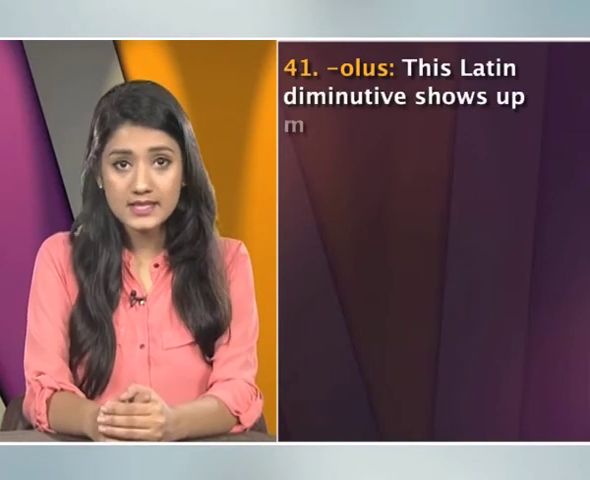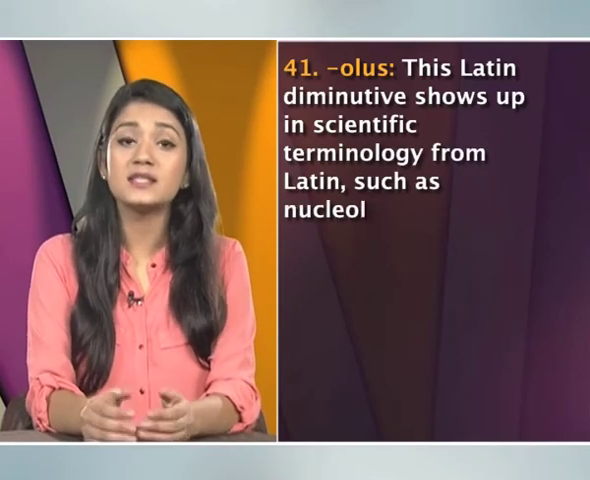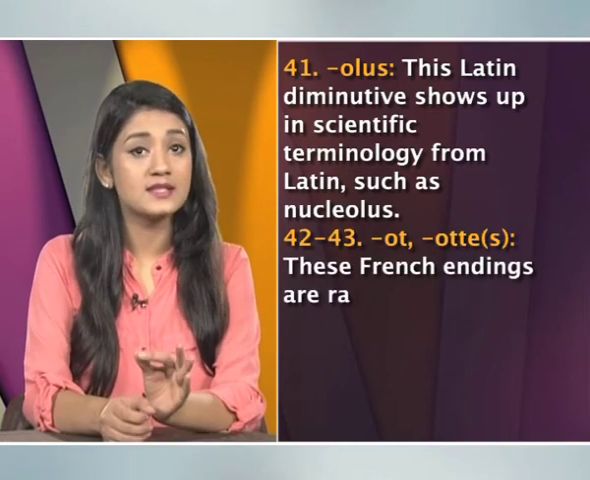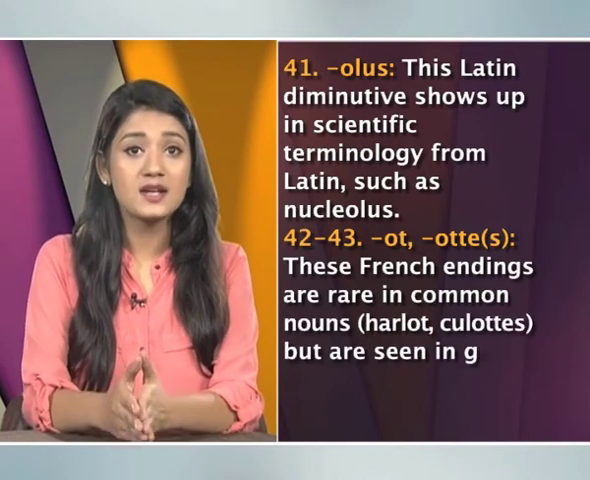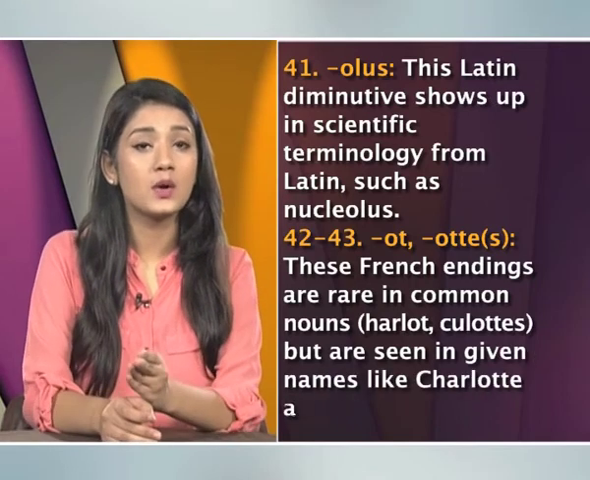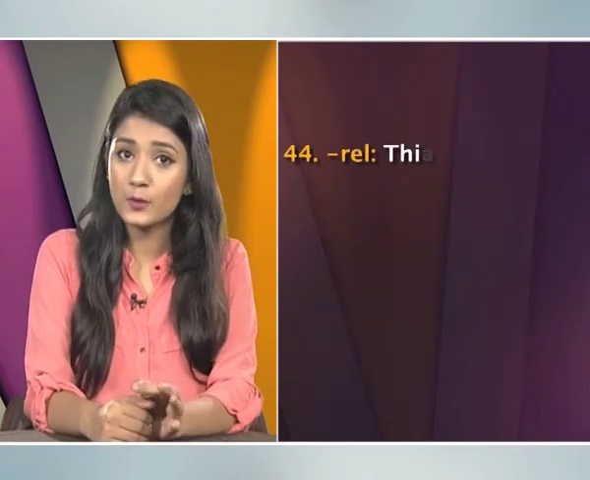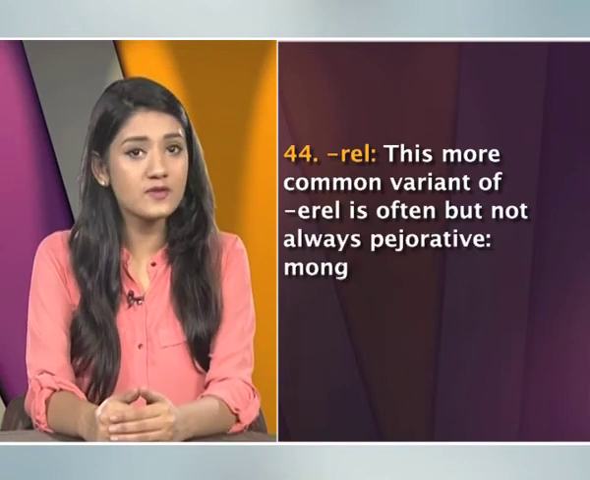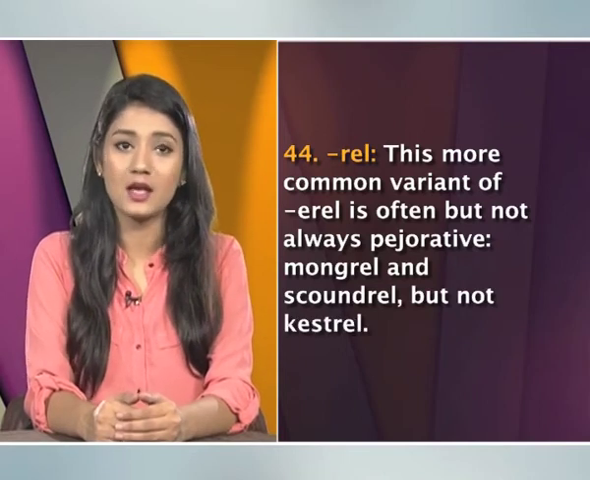41st, olus, that is olus. This Latin diminutive shows up in scientific terminology from Latin, such as nucleus. 42nd and 43rd, ot, that is oat, otte, that is oat. These French endings are rare in common nouns, harlot, collotte, but are seen in given names like Charlotte and Margot. 44th, rel. This more common variant of rl is often but not always pejorative. Mongrel and scoundrel but not kestrel.